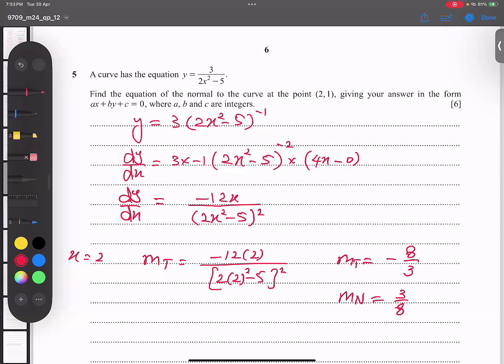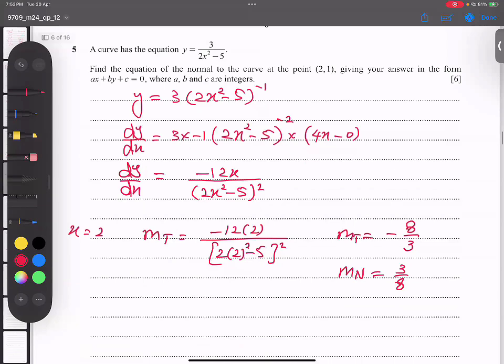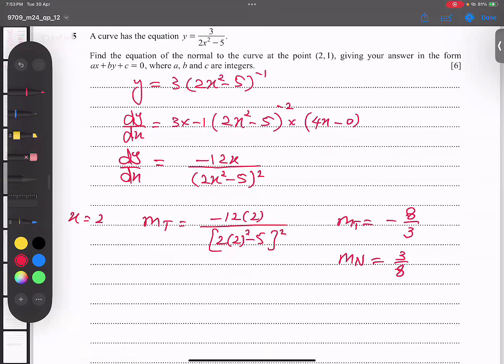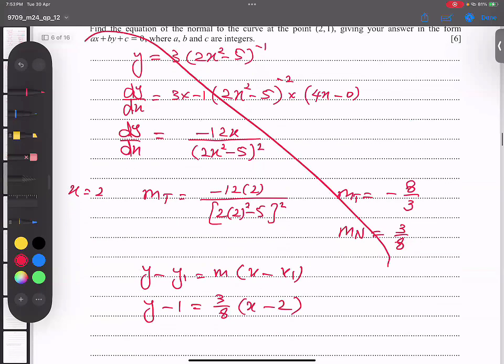But he's asking for the equation of the normal. So how do we find the equation of the normal? y minus y1 equals m times (x minus x1). y1 is 1, and m is 3/8 times (x minus 2). We need to give it in this form.